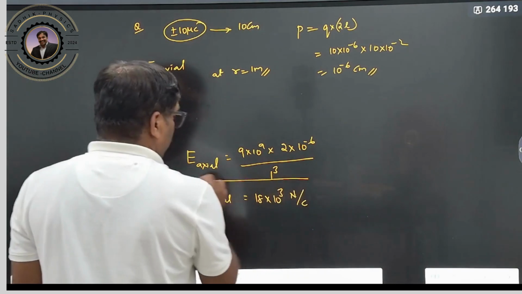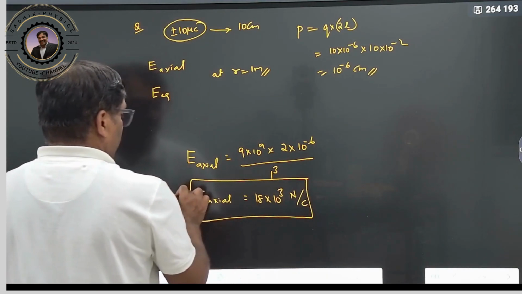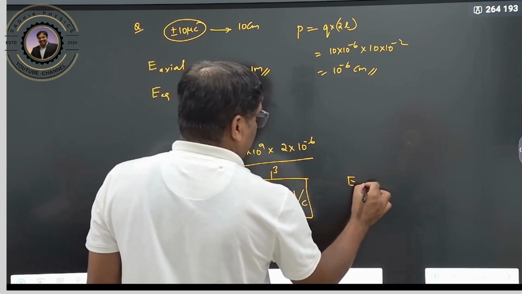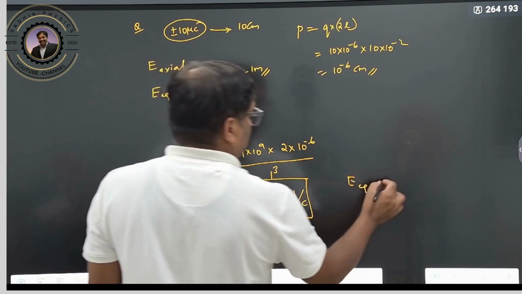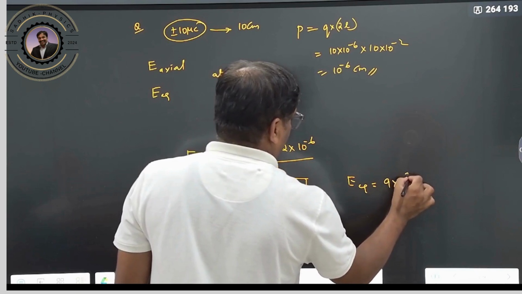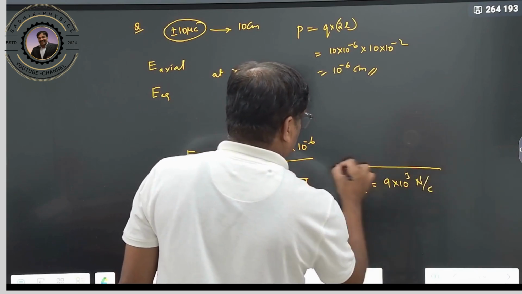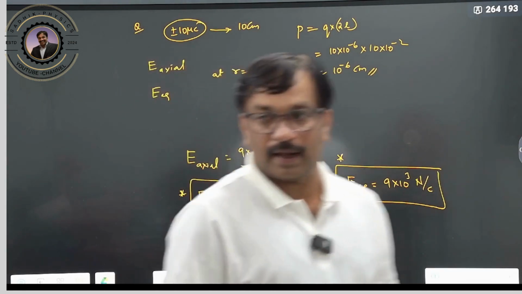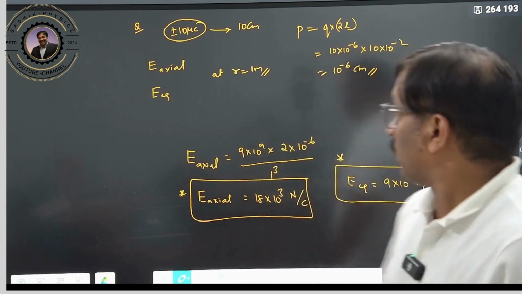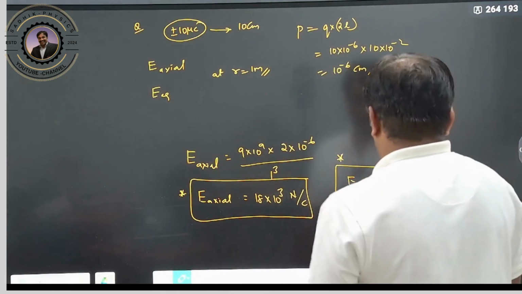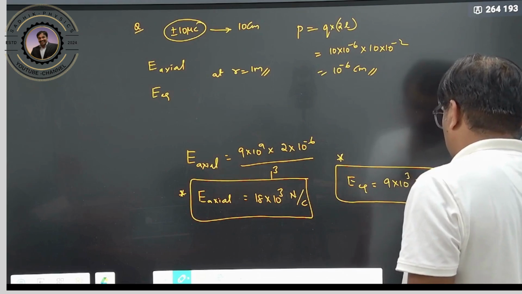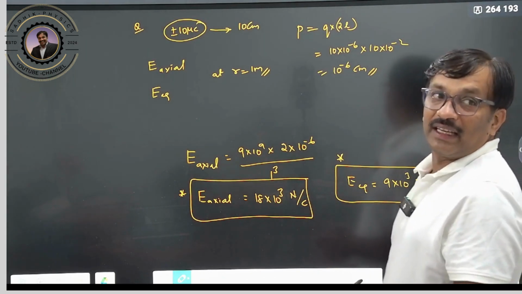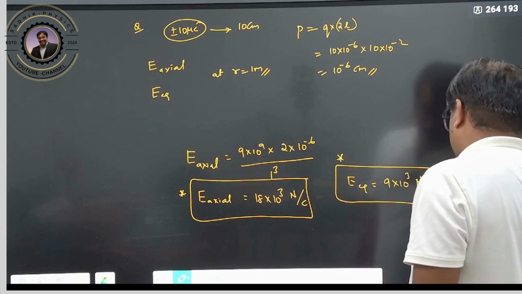So along the equatorial, how much is it now? Exactly half of this. That is 9 into 10 to the power of 3 Newton per coulomb, along the equatorial. Clear? Right? So at any general point, if you want to calculate the electric field due to a dipole, I want to calculate it now.